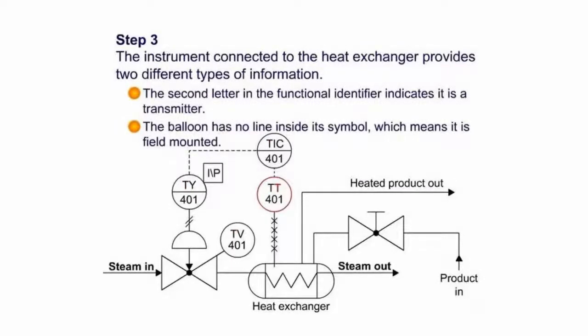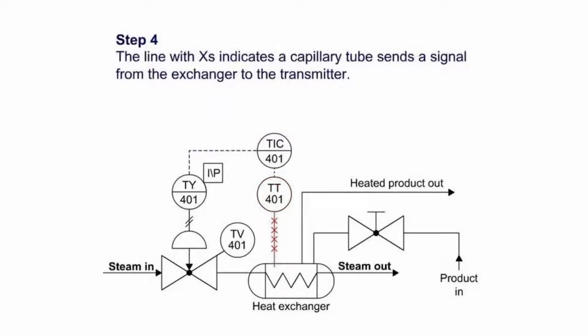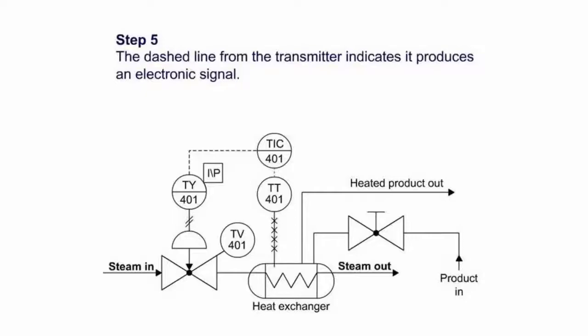Step 3. The instrument connected to the heat exchanger provides two different types of information. The second letter in the functional identifier indicates it is a transmitter. The balloon has no line inside its symbol, which means it is field mounted. Step 4. The line with X's indicates a capillary tube sends a signal from the exchanger to the transmitter. Step 5. The dashed line from the transmitter indicates it produces an electronic signal.